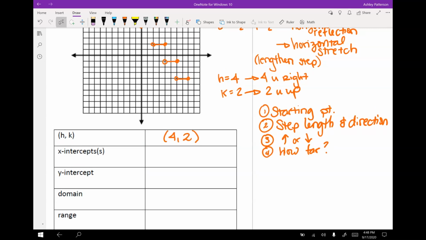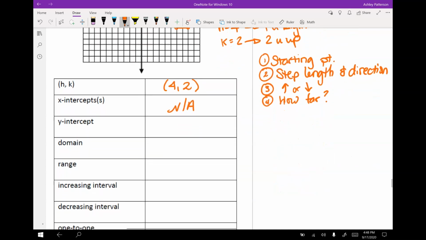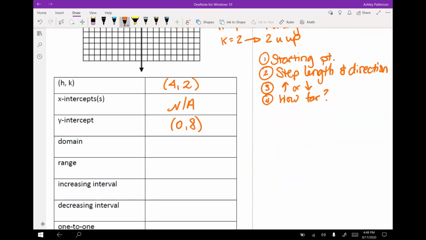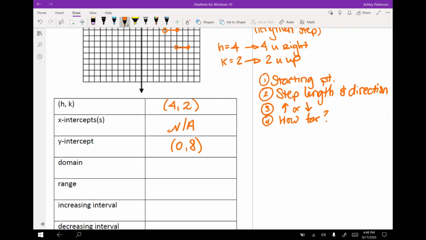Looking at our function, it does not have a step on the x-axis, so we're going to say that it does not exist. There is a y-intercept, and it's not at the open circle, it's at the closed. So counting up, we get 1, 2, 3, 4, 5, 6, 7, 8. So 0, 8. Of course, we could always substitute in 0 into the equation and solve for the y-intercepts. You are absolutely always 100% welcome to do that. Okay, the domain is all real numbers, or negative infinity to positive infinity.